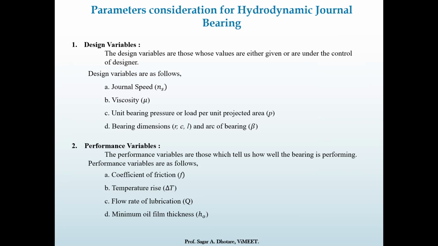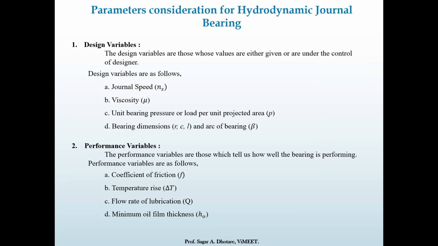So which are they? First journal speed, second viscosity, third one is a unit bearing pressure, or you can say load on unit projected area. Last one, that is the fourth one, is the bearing dimensions. You can say radius, clearance, then length, and the arc of bearing, that is the angle.